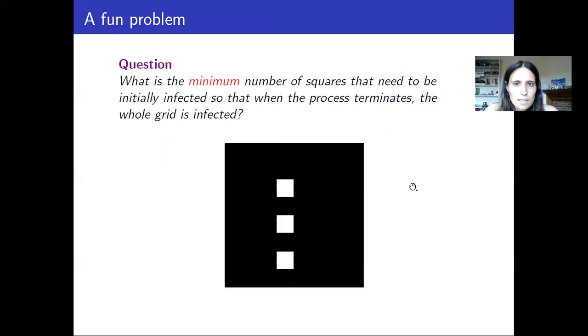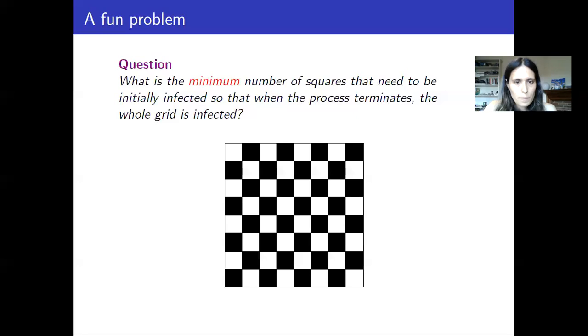Now, when I ask this question, a lot of the time people come up with this example. I say, what's the best you can do? And a lot of people say, let's color it like a chessboard. So half the squares are infected. And in 1 time step, every single other square will become infected. So this does give an upper bound of n squared over 2. But in fact, you can do much better than this.